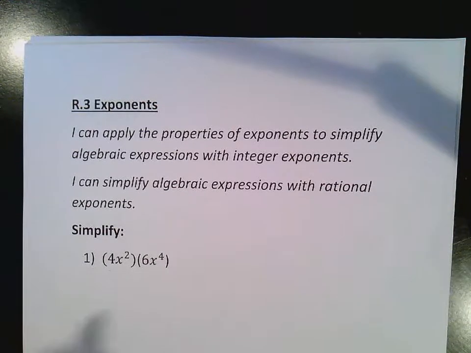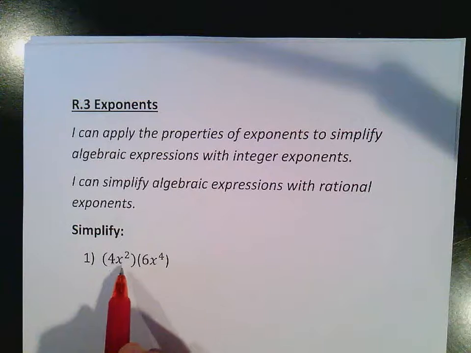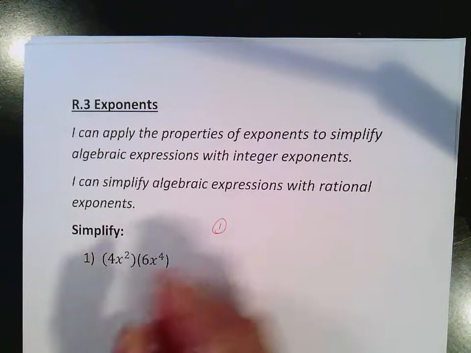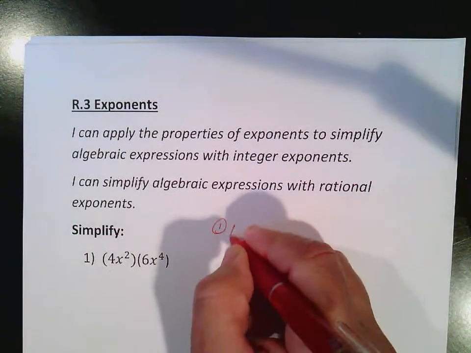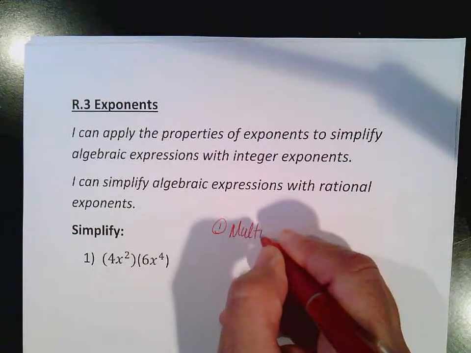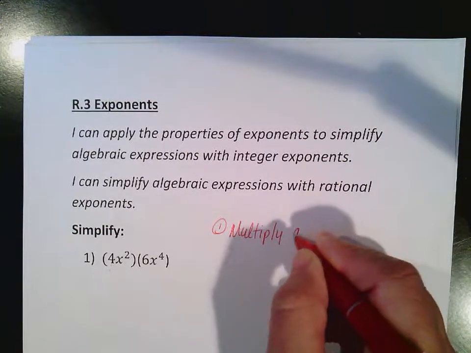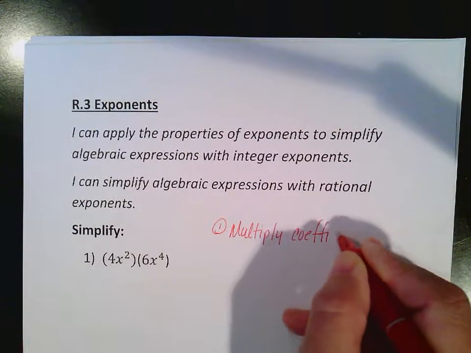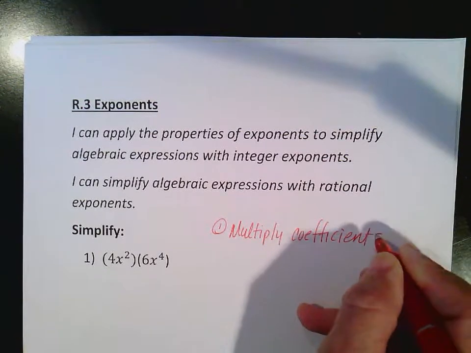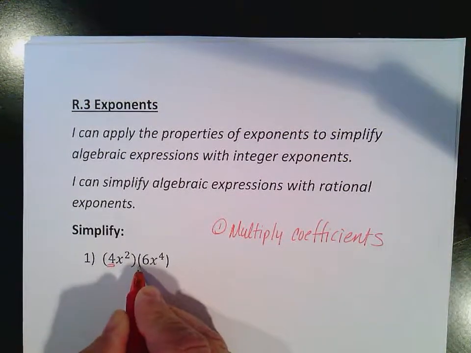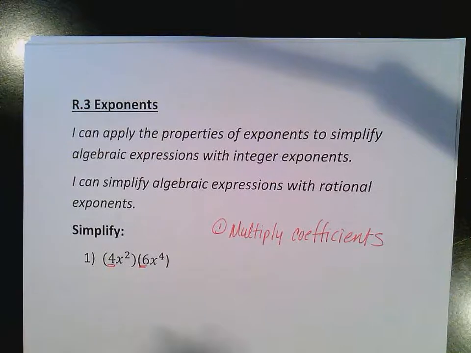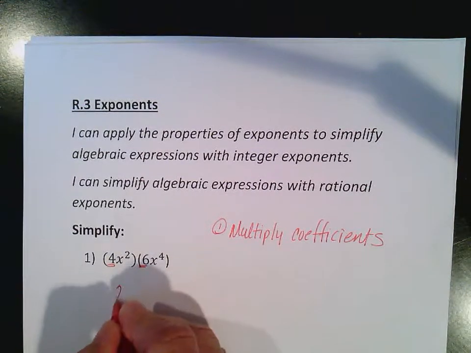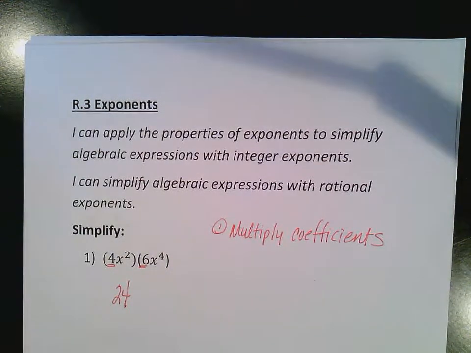And whenever you're multiplying numbers, first thing you're going to do is look at the coefficients, and you actually do multiply the coefficients. Those are the numbers in front of the variables. And so in this case, my coefficients are 4 and 6. So when I multiply those, I get 24. And that's only for the coefficients.